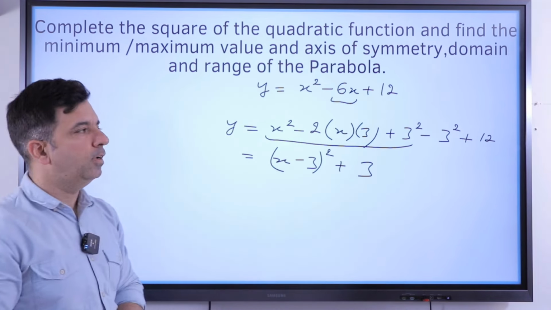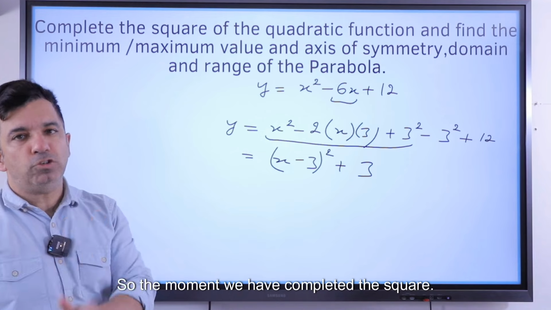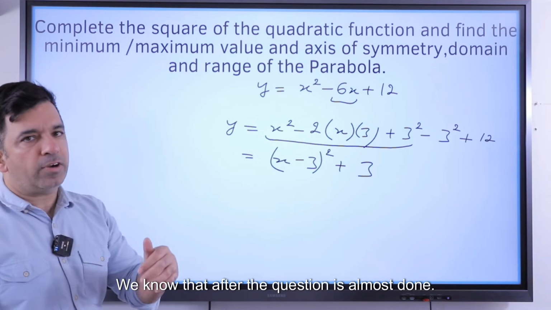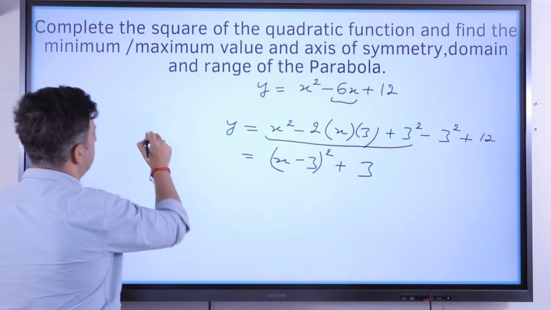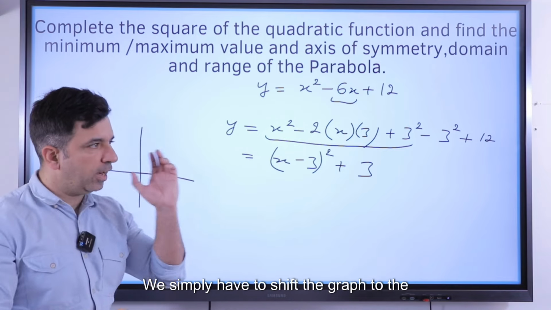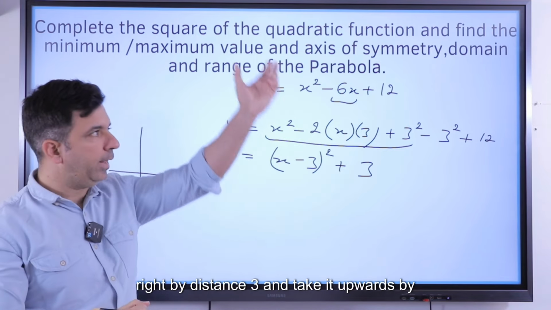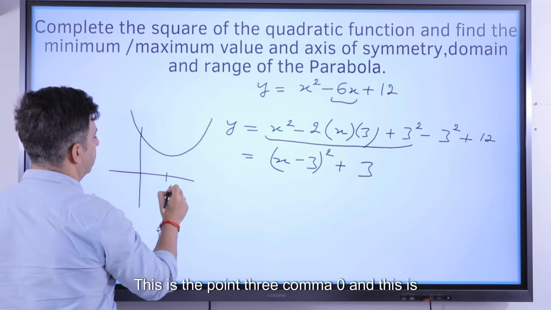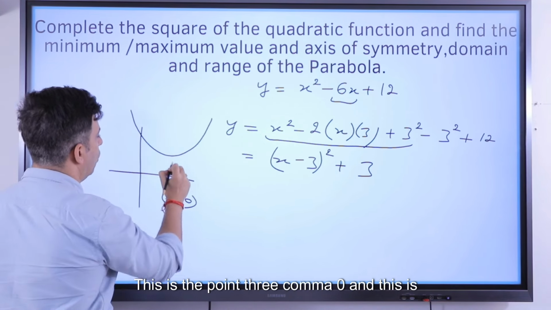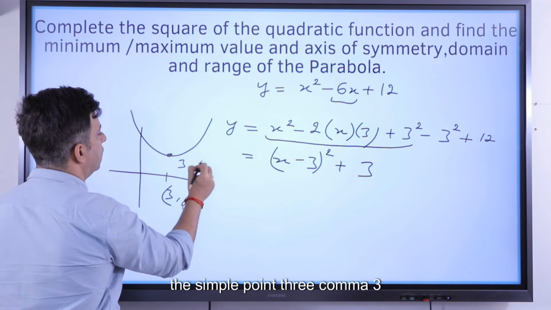This is the term. So the moment we have completed the square, we know that after that the question is almost done. So now this is the vertex. We simply have to shift the graph to the right by distance 3 and take it upwards by distance 3. So this would be my graph exactly. This is the point 3, 0 and this is the point 3, 3.